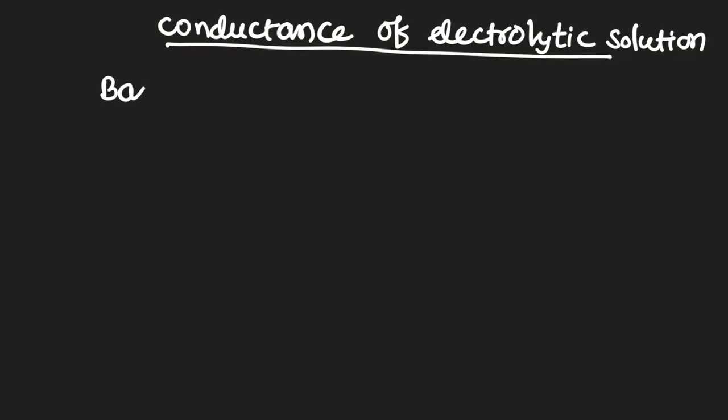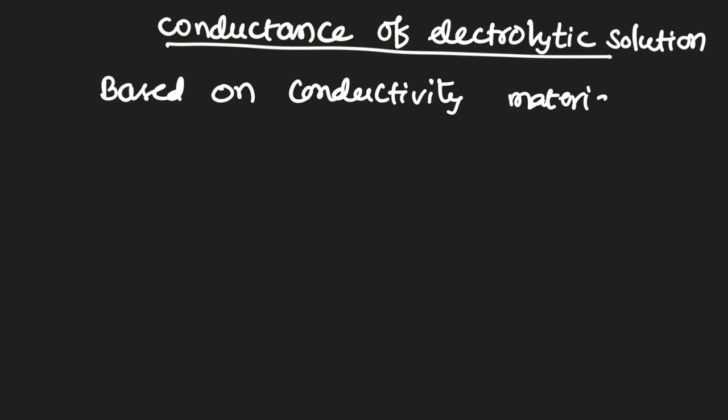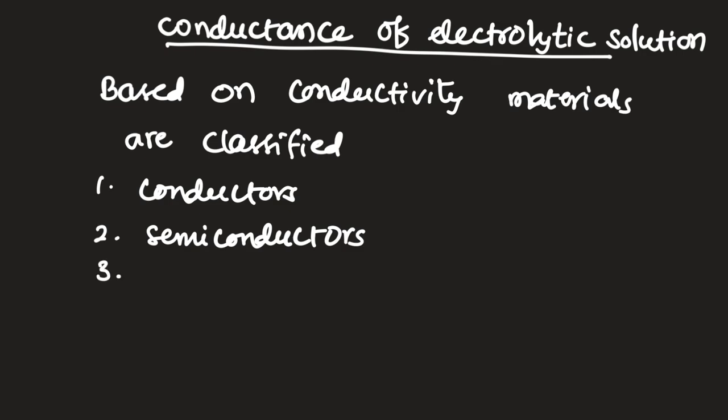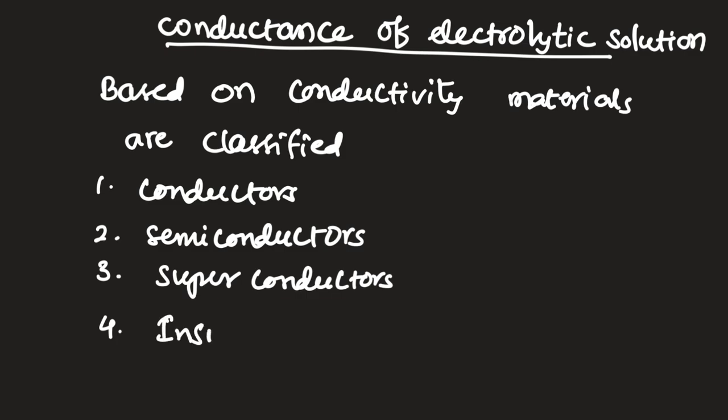Based on conductivity, materials are classified: one, conductors; second, semiconductors; third, superconductors; fourth, insulators. Now, each term we'll discuss.